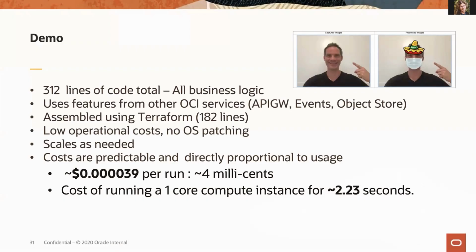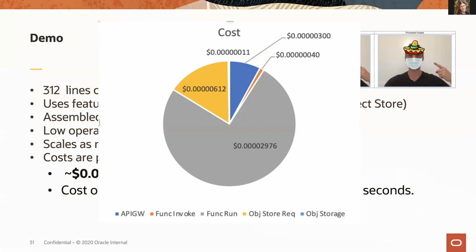All right. So 4 millicents, and the breakdown of the cost is like this, where you have the object storage cost here, then the API gateway cost, and the rest for functions. But again, 4 millicents per run.